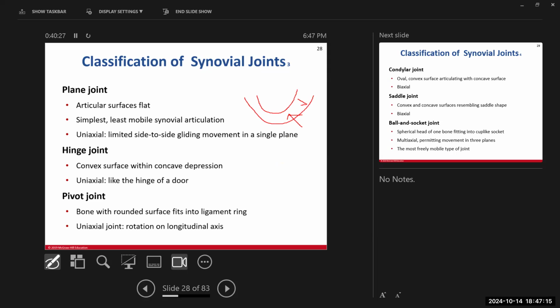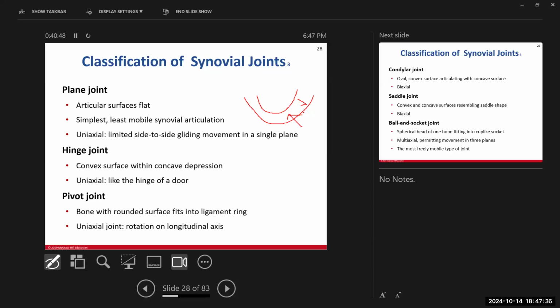Okay, so the convex surface is going to articulate with a concave depression. And so just like you would see in your elbow joint, your knee joint is another hinge. It's a modified hinge because there's a little bit of rotation in your knee. But it's like a door. Just think of how a door operates, and that's how these joints operate. All right, a pivot joint here.